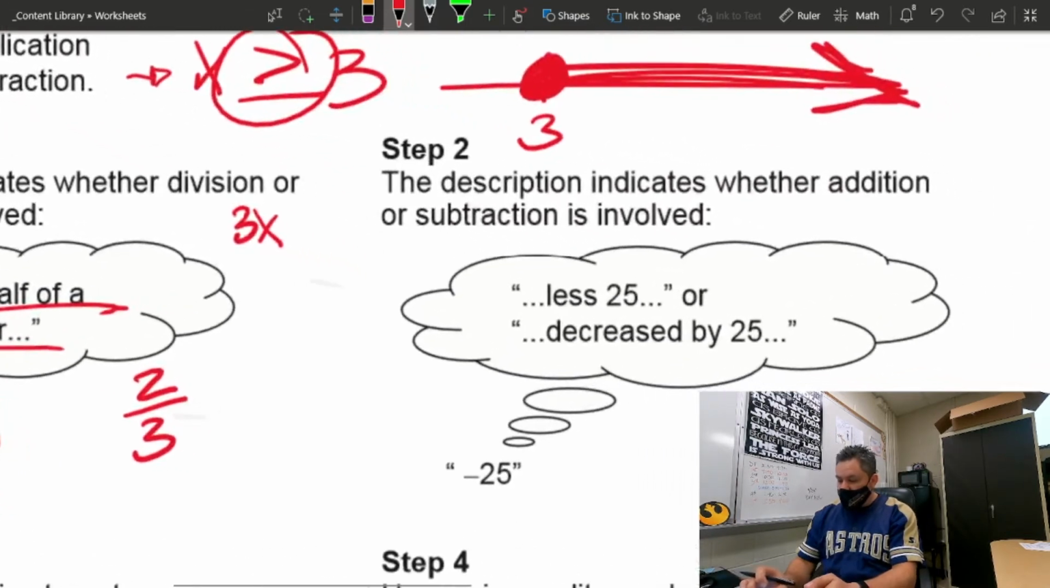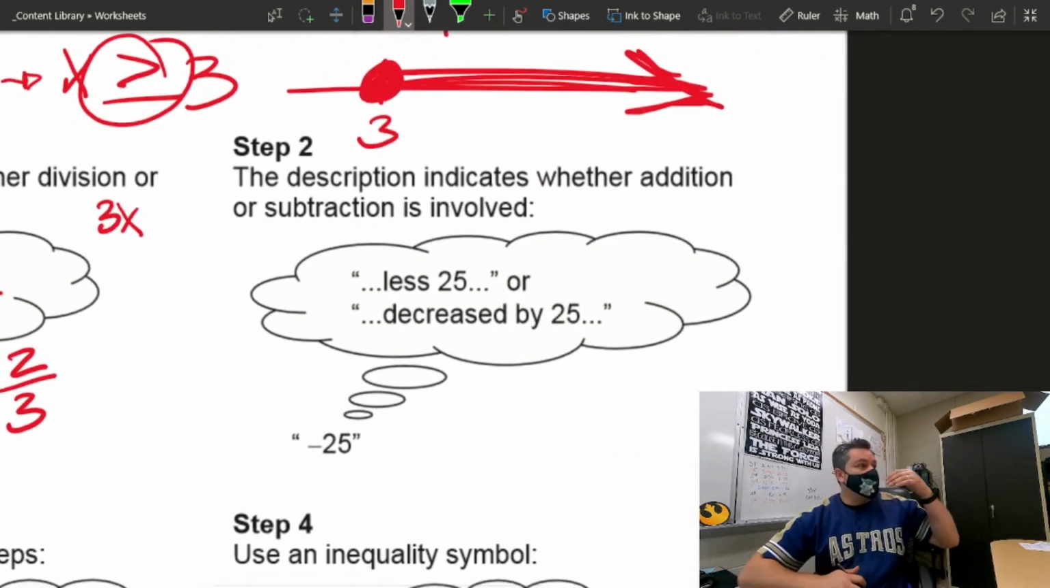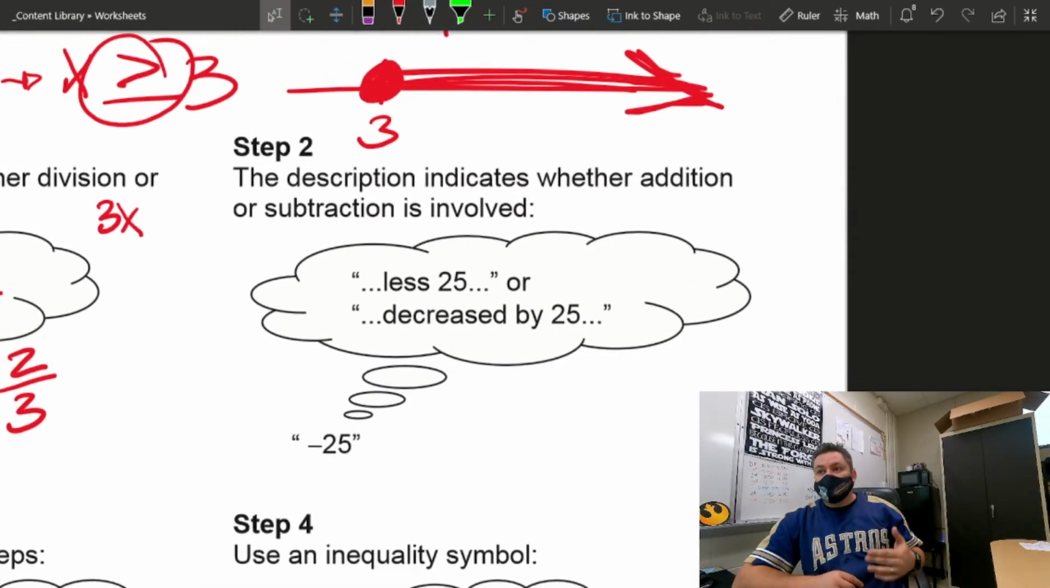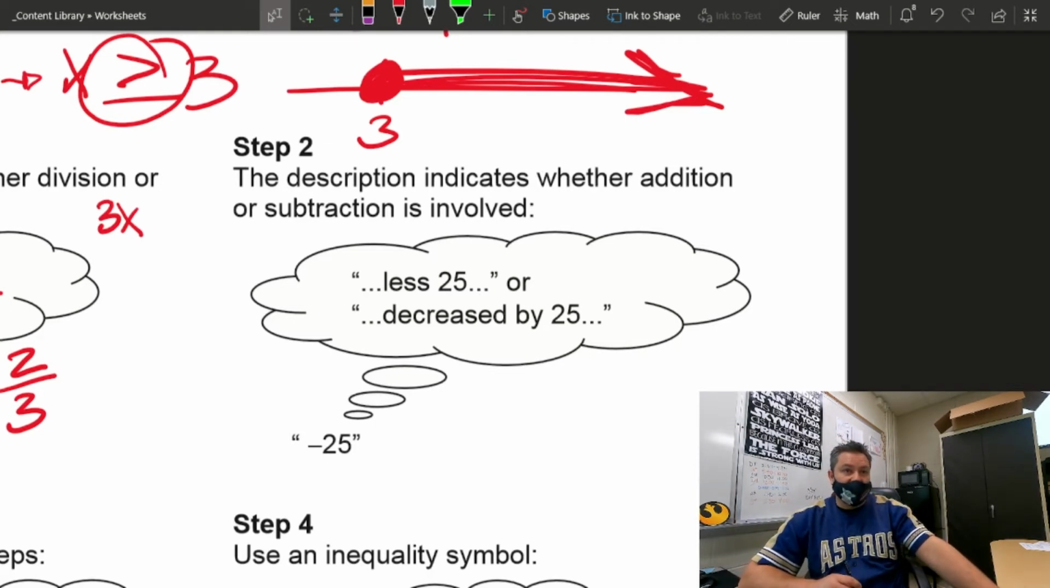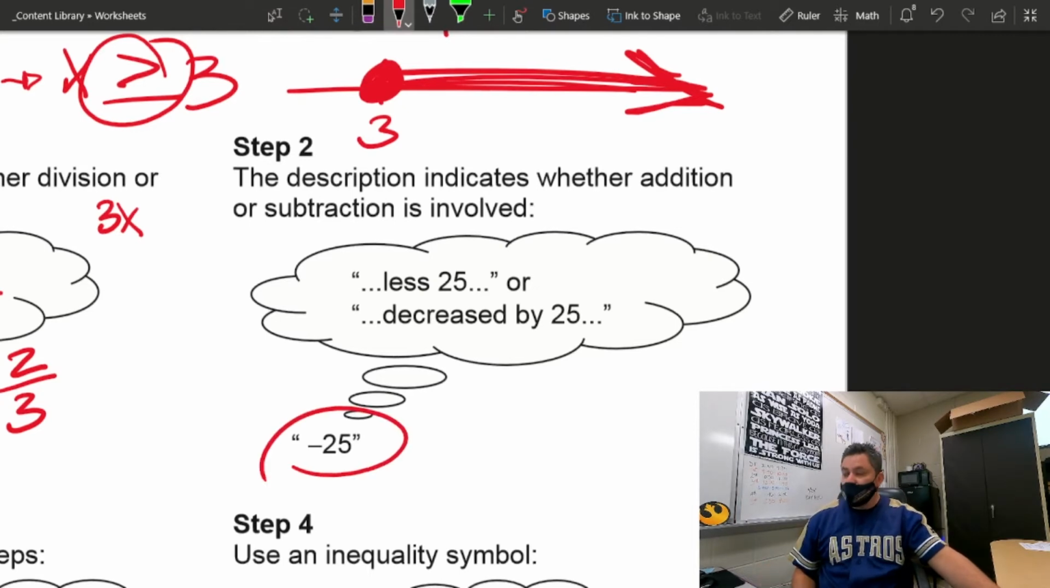All right. Now, step two. We're going to find out the words that tell us whether we're adding or subtracting. Okay? For example, less 25. What does less mean? Negative or minus. Right. Or decreased by, right? That's another vocabulary word that we need to start recognizing. And just write it like so.